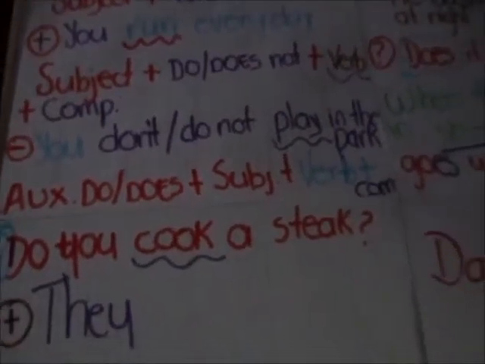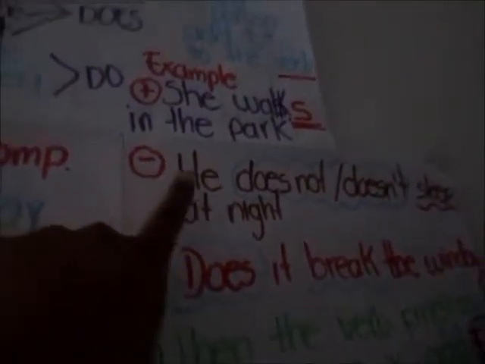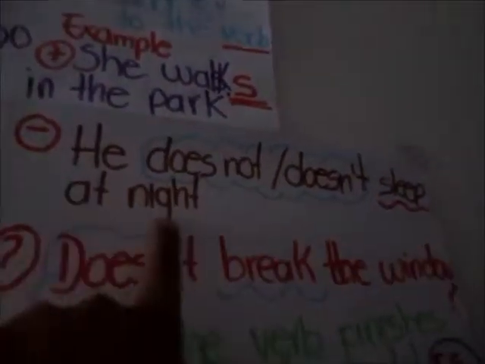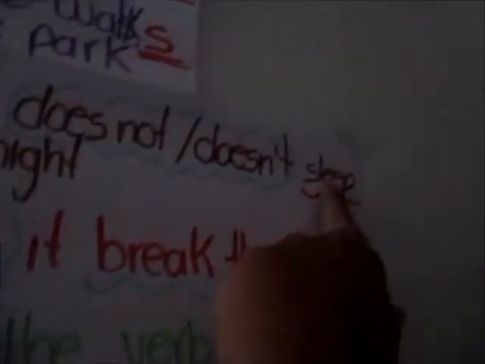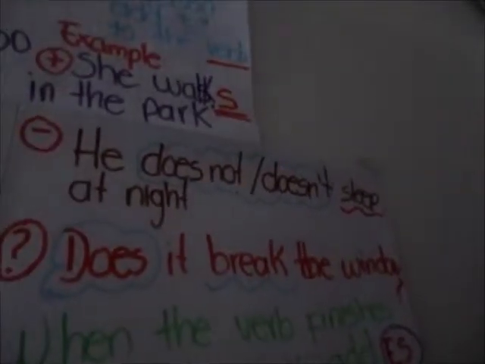This is very easy. So, when you have a sentence with the third person, you add s to the verb. Example, she walks in the park. The negative sentence, he does not or doesn't sleep at night. Look at this, you don't have s because you have the auxiliary to modify the verb. You don't need to add s to the verb.